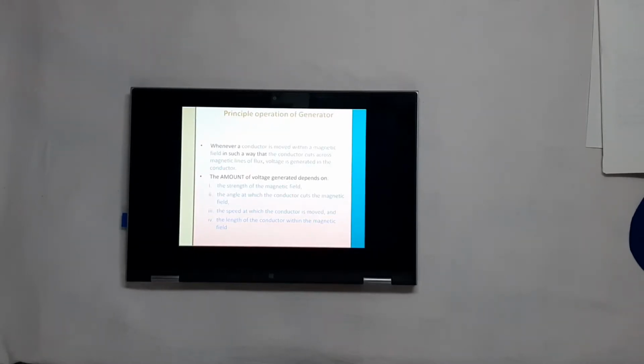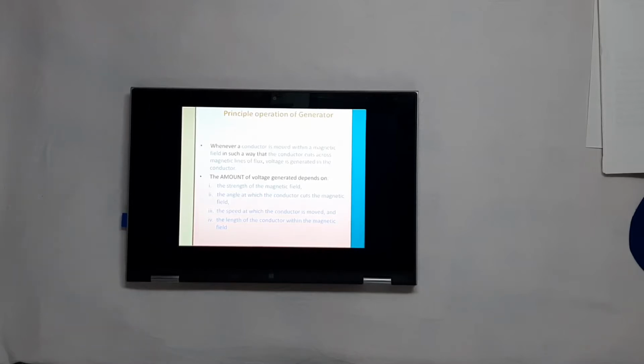Principle of operation of a generator. We know that there is an induced voltage because of electromagnetic induction. It is given by Faraday's first law, which states that whenever the flux linking with a conductor changes or the conductor cuts the magnetic flux, then there is an induced voltage.